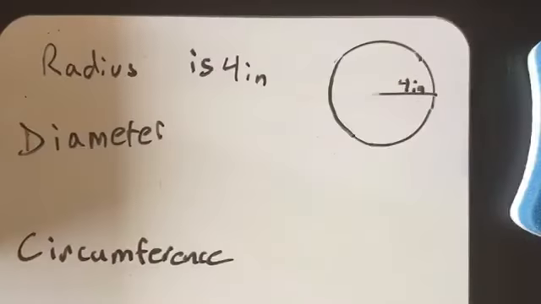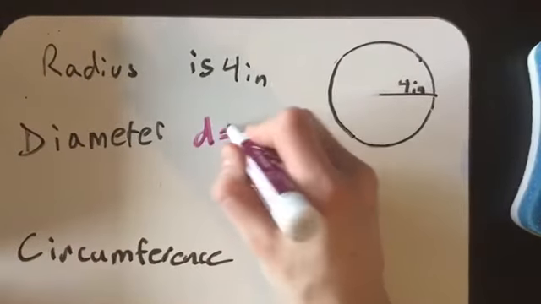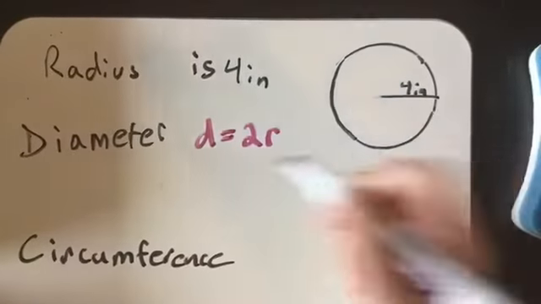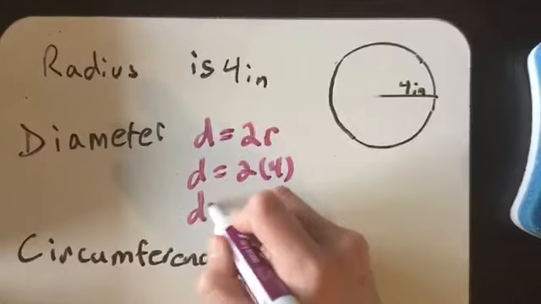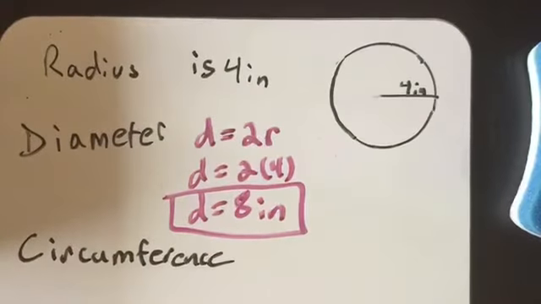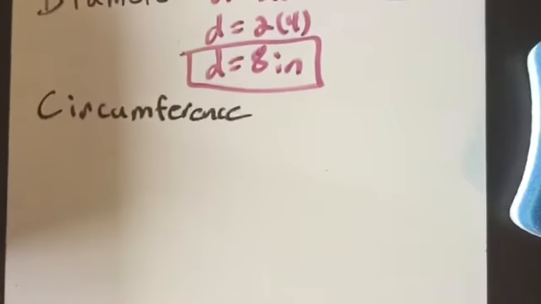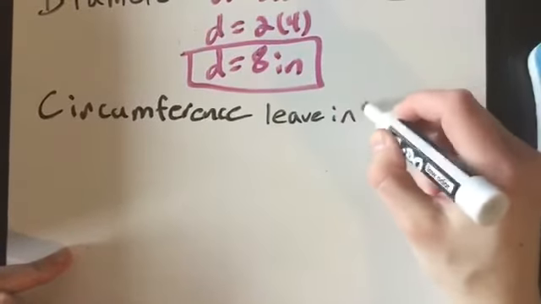Our next problem, we're given a circle. The radius is 4 inches. We're asked to find the diameter and then the circumference. When finding the diameter, we want to remember that relationship that the diameter is 2 times the radius. So the diameter is going to be 2 times 4. Our diameter is going to be 8 inches. There we go. Okay. And this time for our circumference, let's say leave answer in terms of pi.